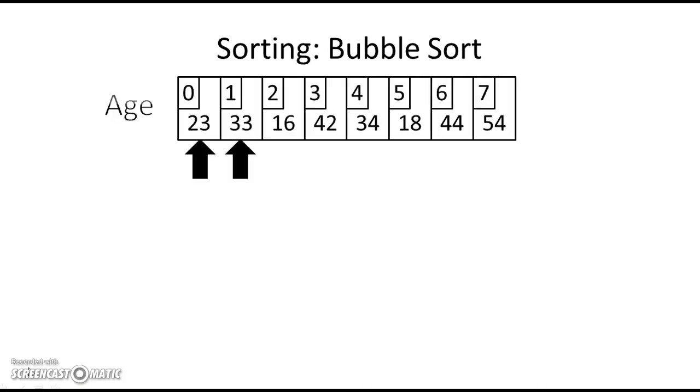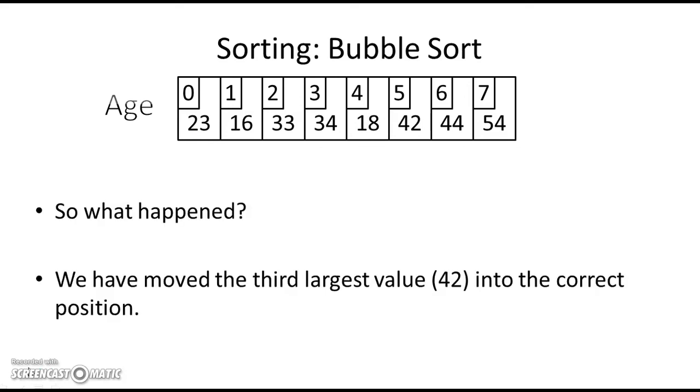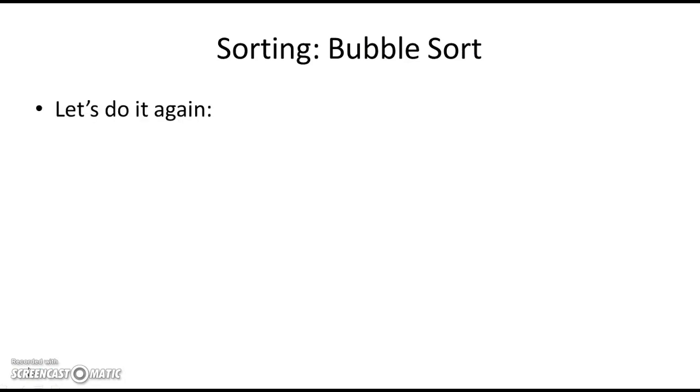Next time around, compare those two, no swap. Compare those two, swap. Compare the next two, no swap. Compare the next two, and we swap. Compare the next two, and we swap. And everything else is as is. So we've pushed the third largest value into place on the next pass around the array.